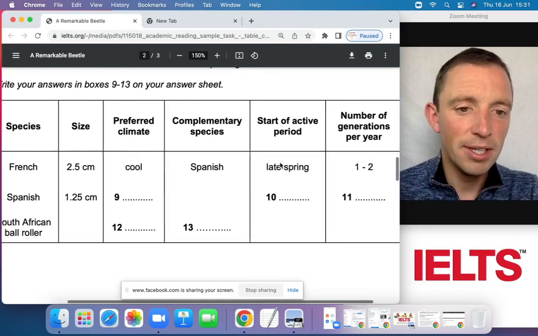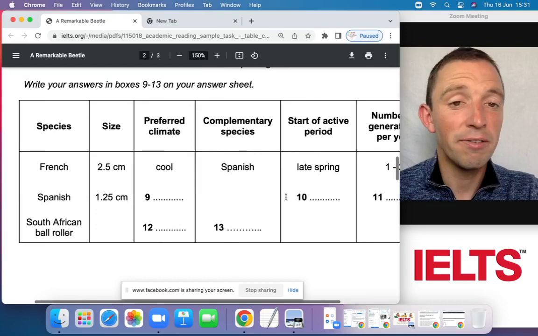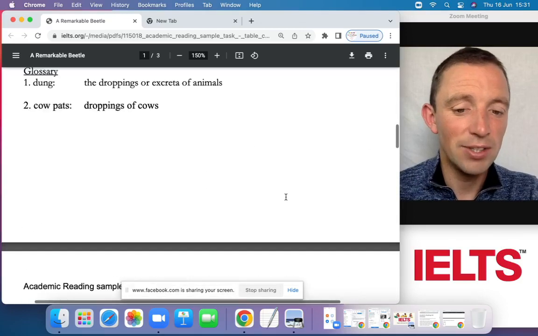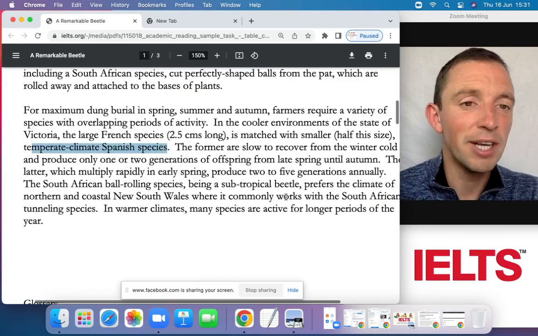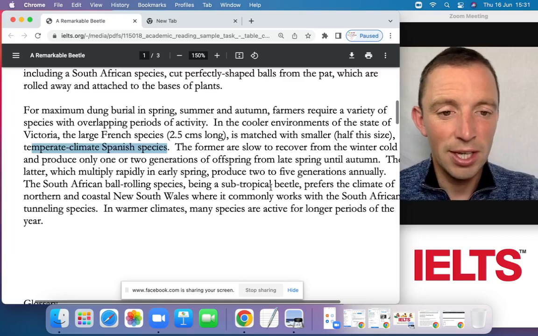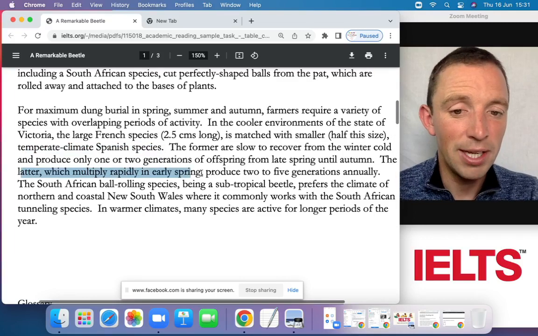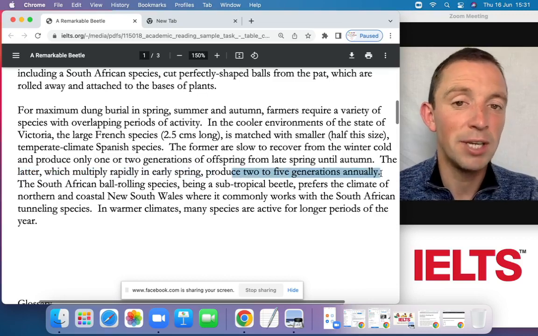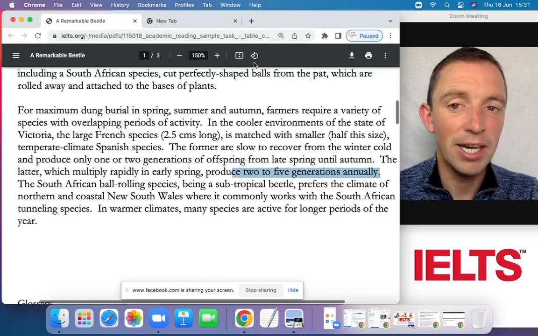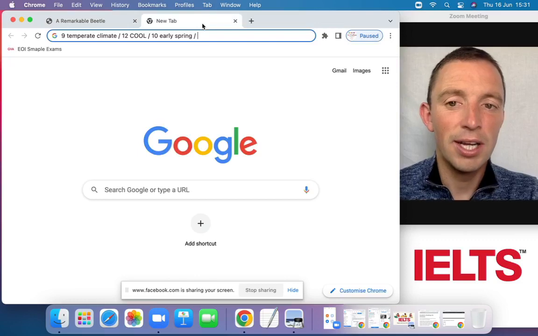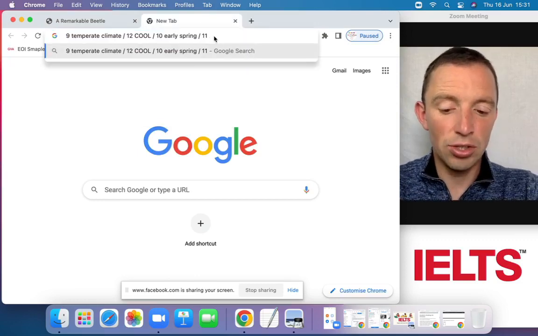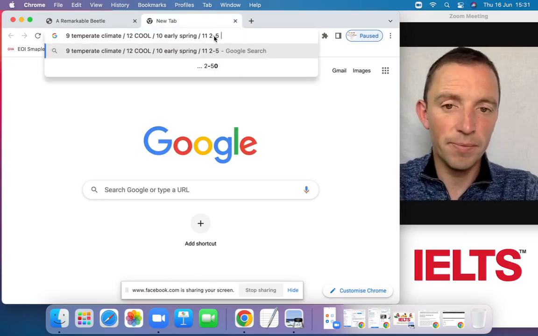Number 11, the number of generations per year for the Spanish. So let's continue to the text, and we're looking specifically for the number of generations. The latter, the Spanish species, multiply rapidly, produce 2 to 5 generations annually. So that's very, very clear. So the answer for number 11 is 2 to 5 generations.